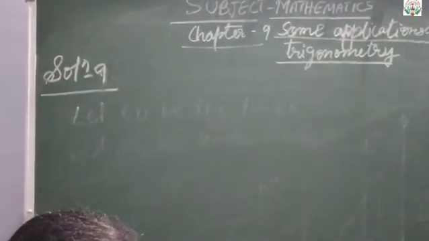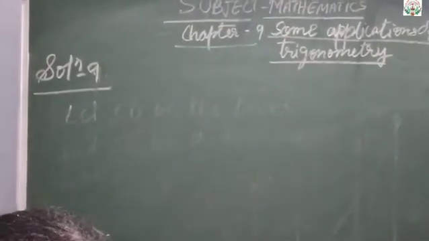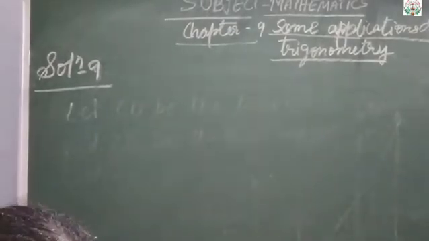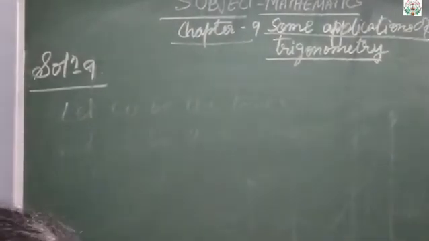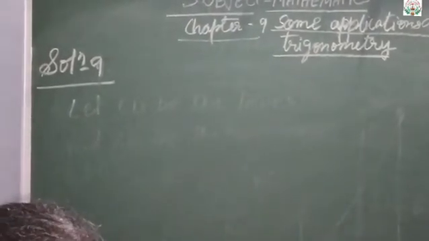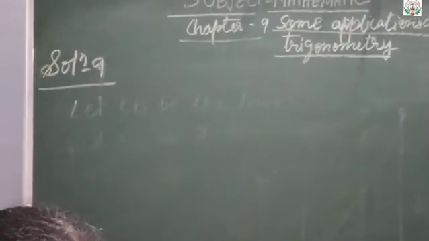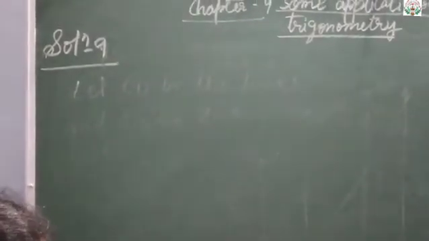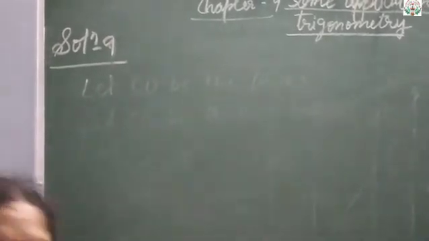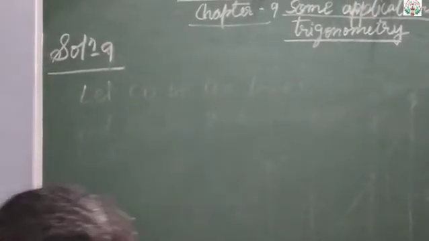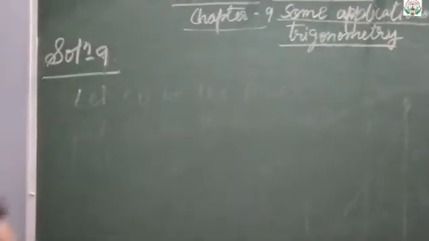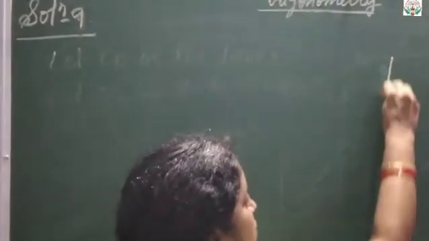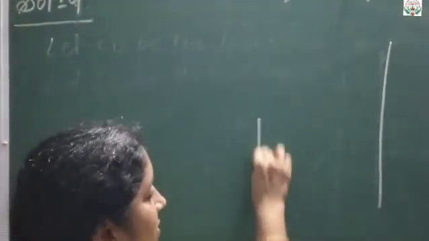The angle of elevation of the top of the building from the foot of the tower is 30 degree. Okay, and the angle of elevation from the top of the tower to the foot of the building is 60 degree. If the tower is 50 meter high, what is the height of the building? Okay, so now we have to see the tower is bigger than the building.